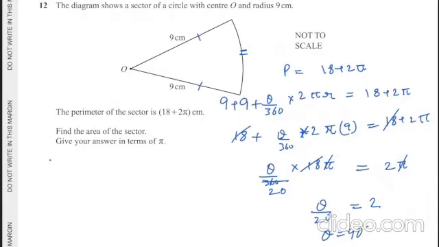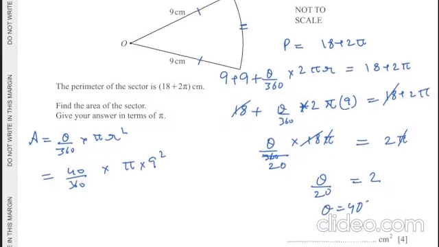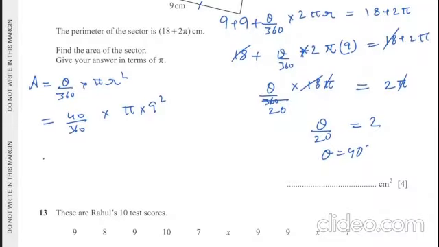Now we will use theta and we can calculate the area. The area of a sector formula is theta by 360 times pi r squared. So 40 upon 360 times pi, when r squared is 9 squared. We have to find it in terms of pi. So the 0s cancel, 1 by 9 times pi times 9 squared, 1 9 and 1 9 cancel. So the answer will be 9 pi. This is the area. Okay.